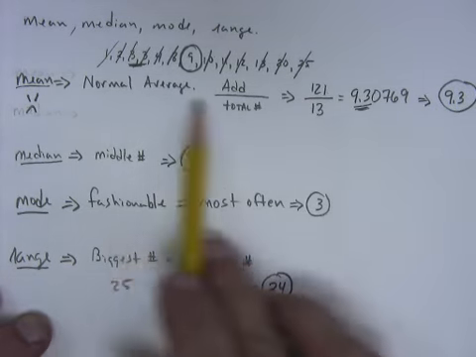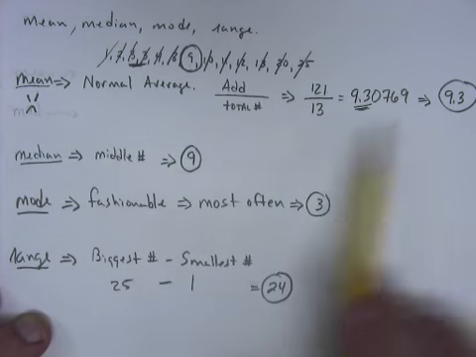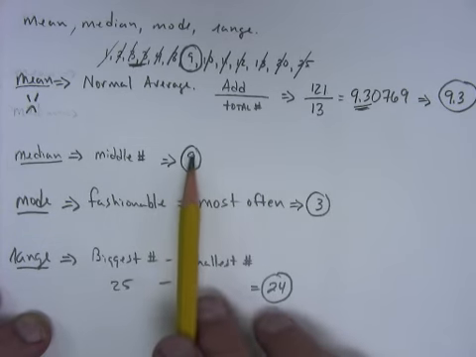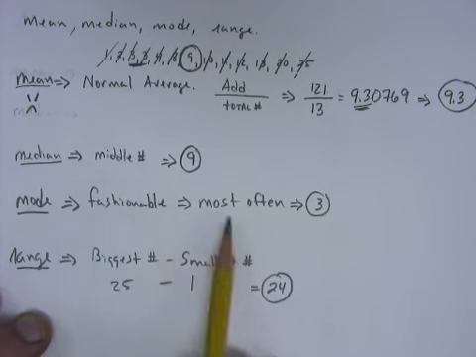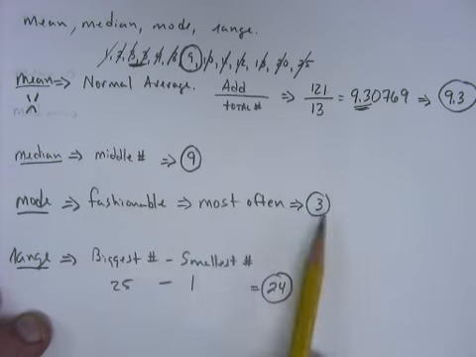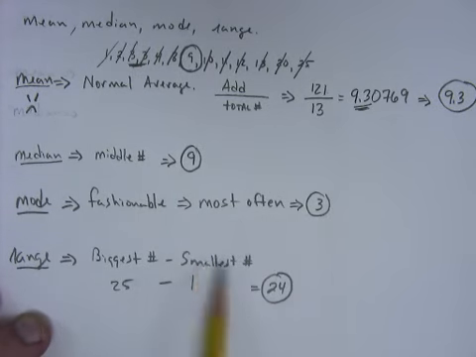So the mean, most work, is 9.3. The median is the number in the middle. That's the 9. The mode is the one that occurs most often. 3 occurred twice. And the range is the biggest number minus the smallest number, and that's 24.